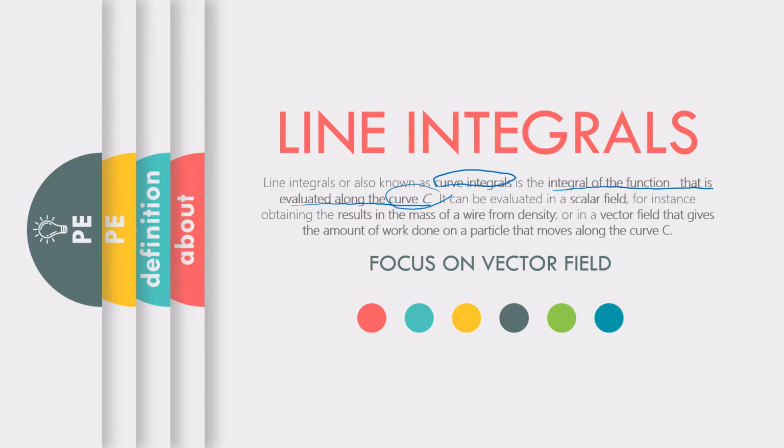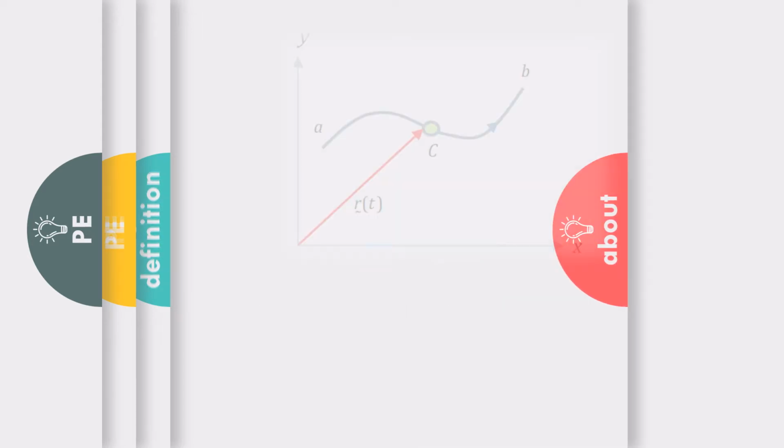Okay, it can be evaluated in a scalar field, for instance obtaining the mass of a wire from density, or in a vector field. So what is the difference between the scalar field and the vector field? For a vector field, it gives you the amount of work done on a particle that moves along the curve C. Okay, let us see the example.